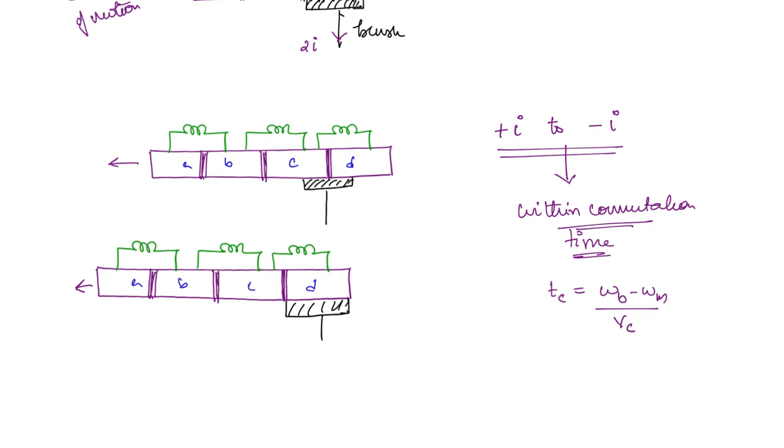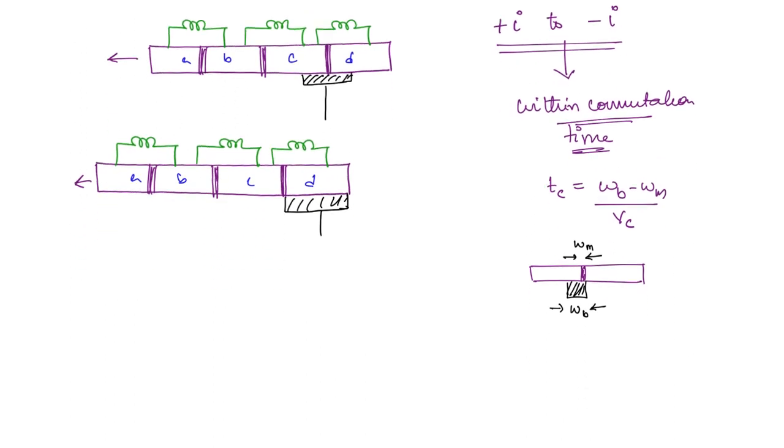So what is Wb and Wm? If you consider the commutator segments like this, the brush width doesn't exactly have to be equal to the commutator segment width. So this brush width we take as Wb, and Wm is the width of this insulating material. Now this is the starting point, because the brush is just starting to touch this other segment, right? Now what is the ending point? Once again, if you take the commutator segments, this is the separation. Once the brush has finally let go of the connection with this commutator segment, then it is the end of commutation, that will be here.